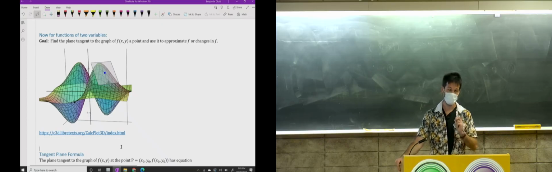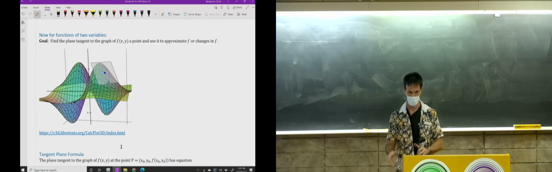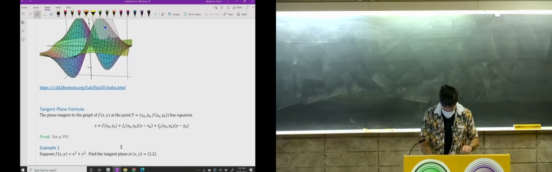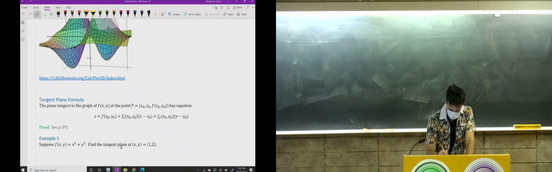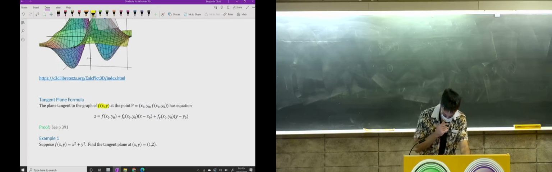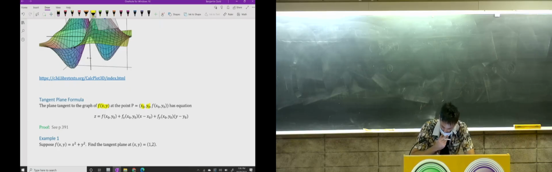The book has a derivation of what its formula should be. I'm not going to show you that. I'm simply going to give you the formula in the interests of time. So here's the formula for the tangent plane. Let's say we want the tangent plane to the graph of f of x and y at some point on the graph, say where x is equal to x naught and y is equal to y naught. Which means that the z coordinate is f of x naught, y naught.